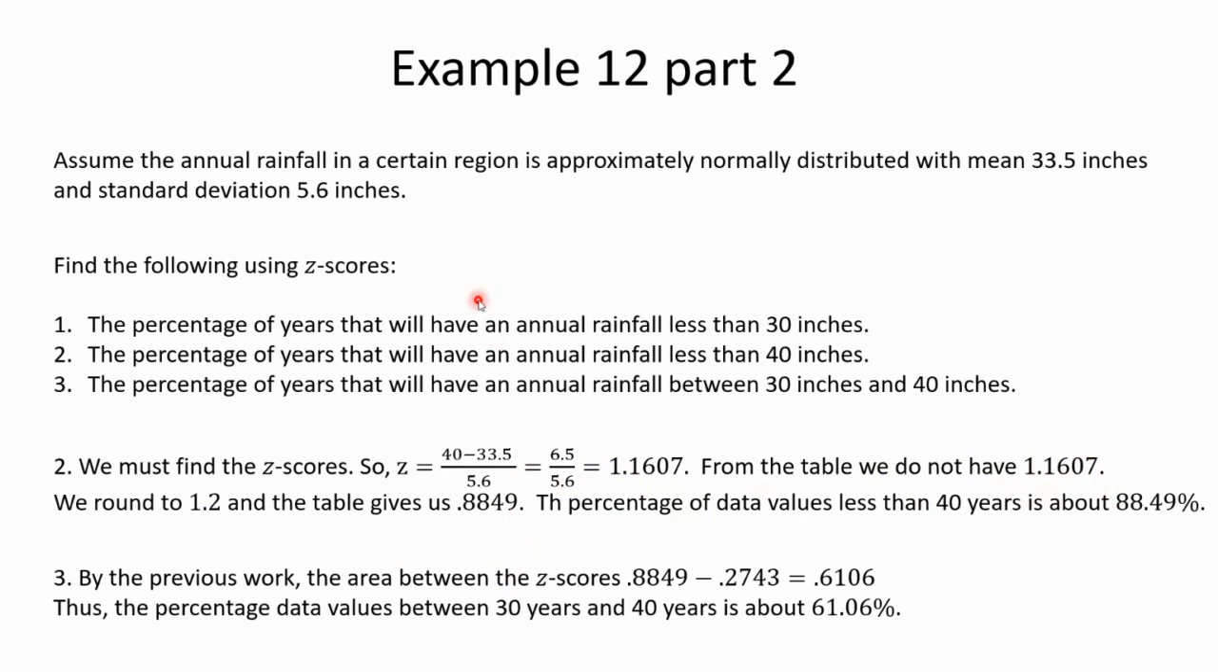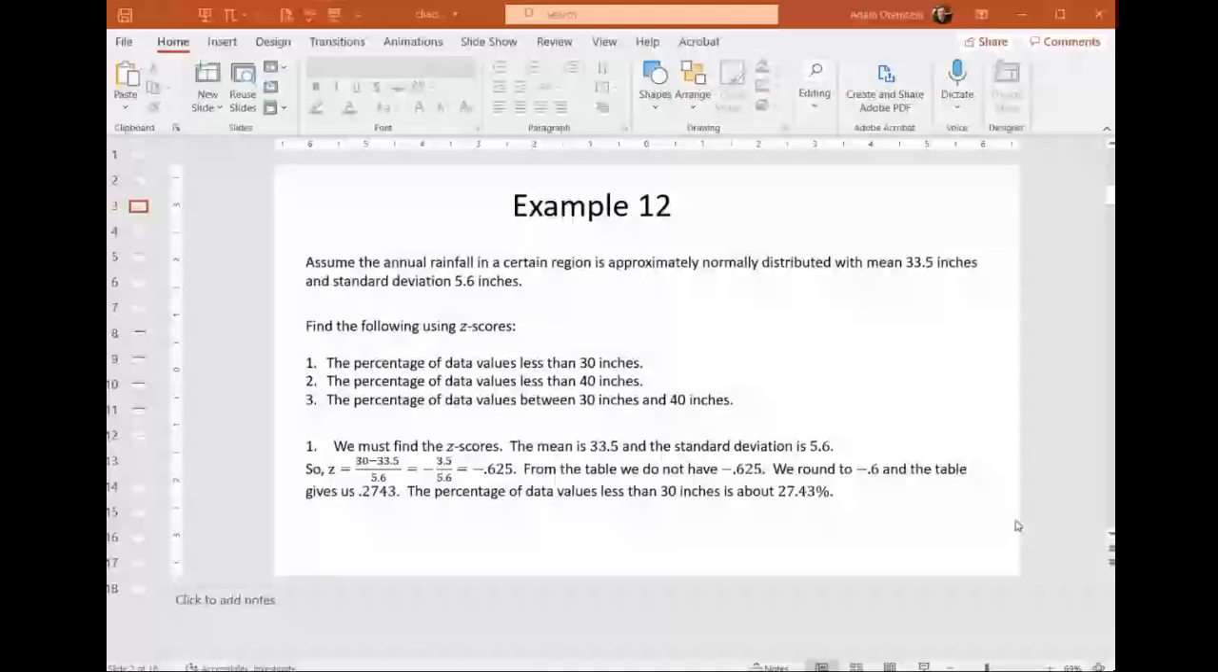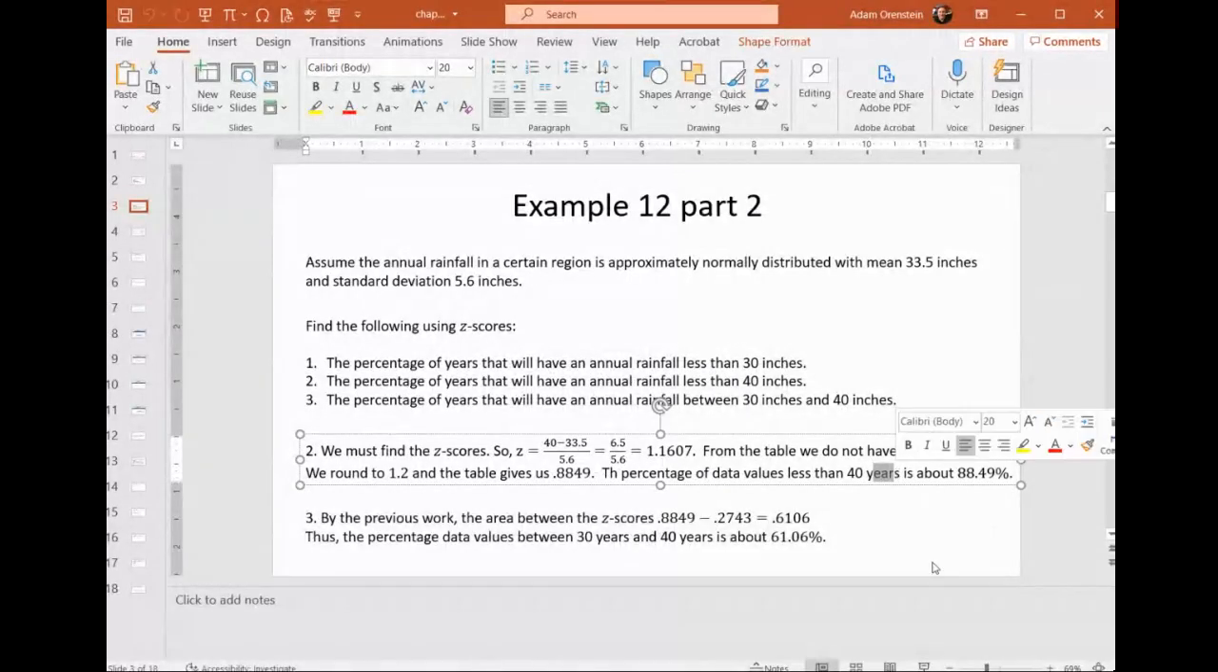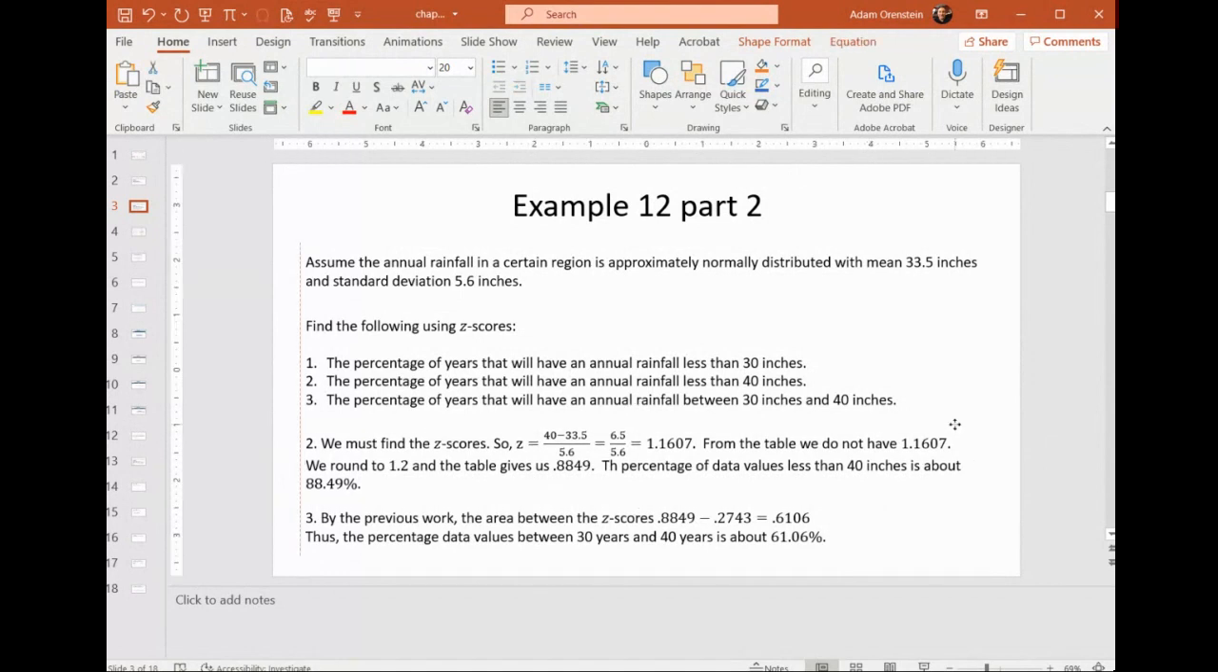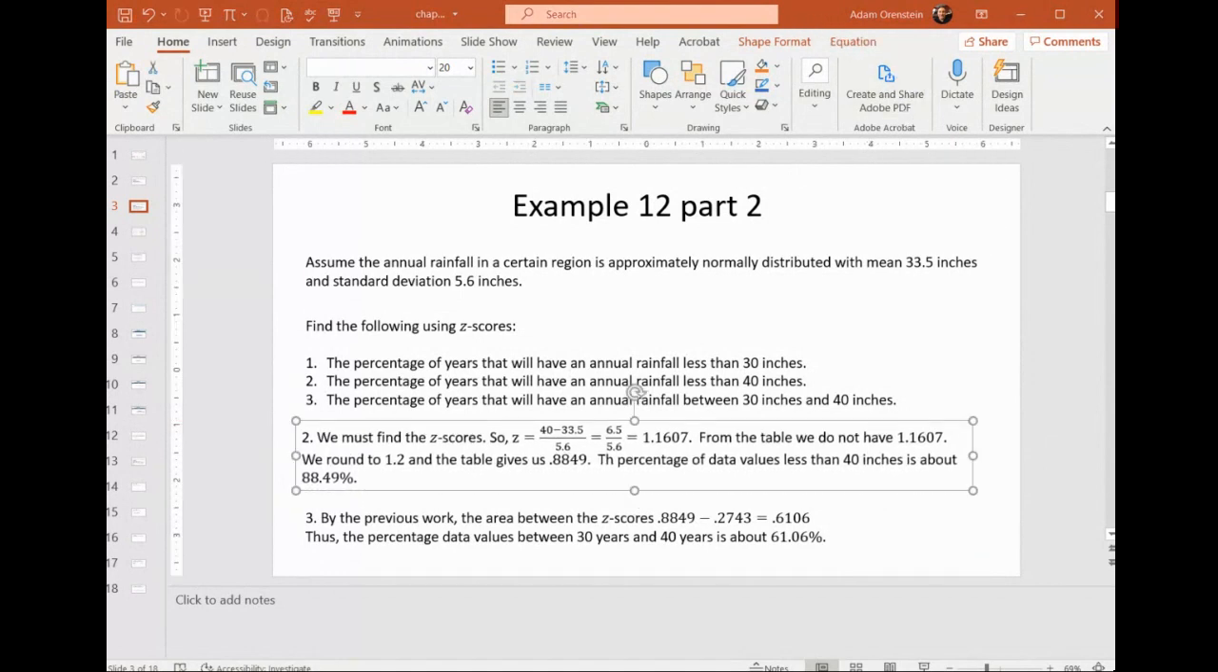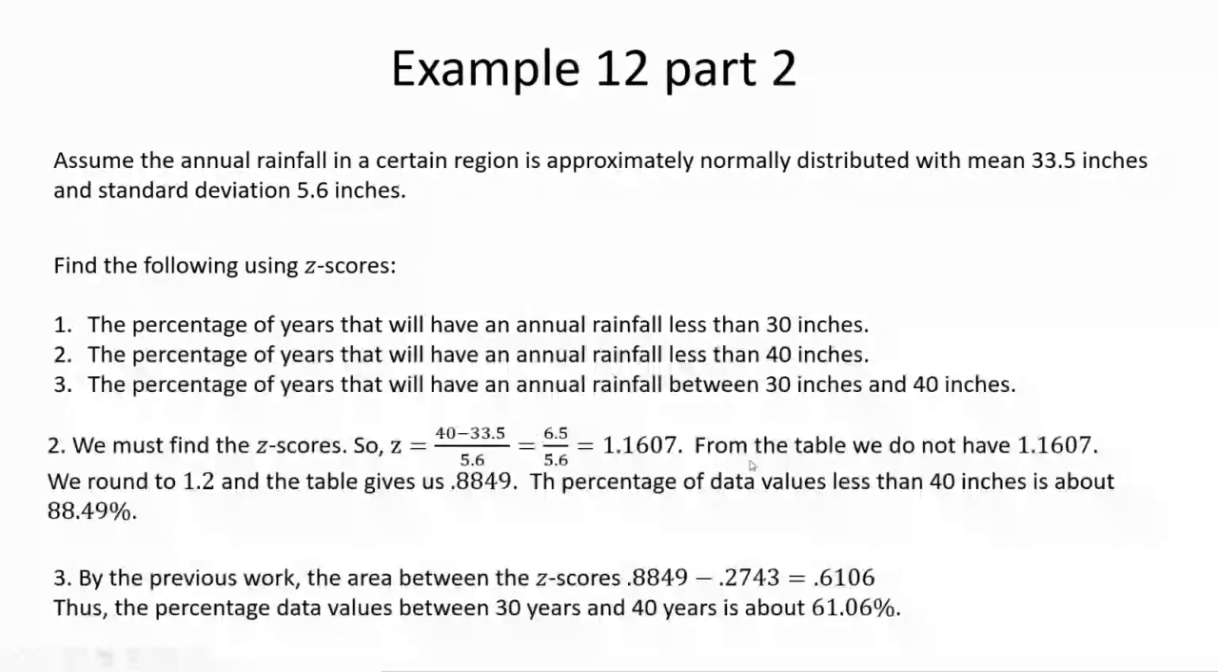So that's what we get. This tells us that about 88.49% of the annual rainfall in a certain region is less than 40 inches. That's not years, that should be inches. Okay, there we go. I'm sorry about that. So for less than 40 inches, the percentage is about 88.49%.